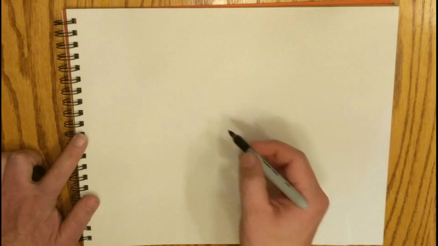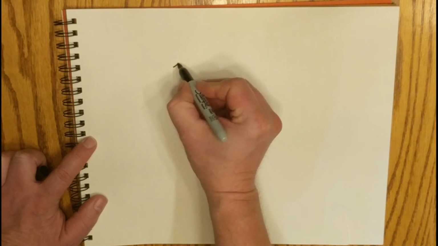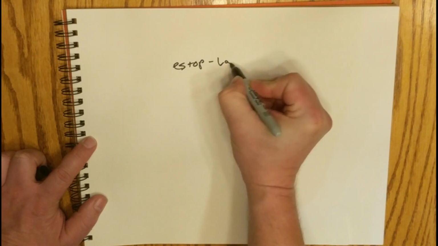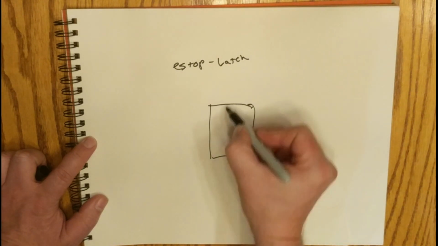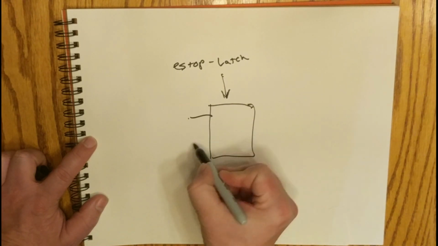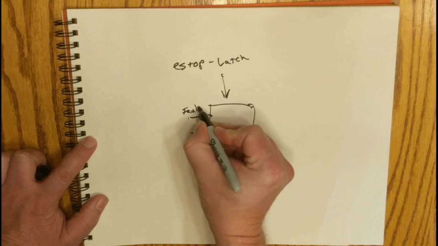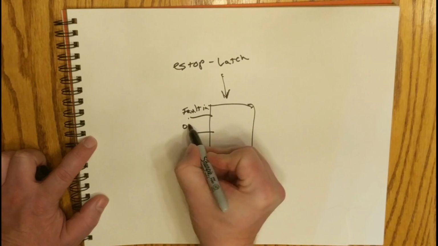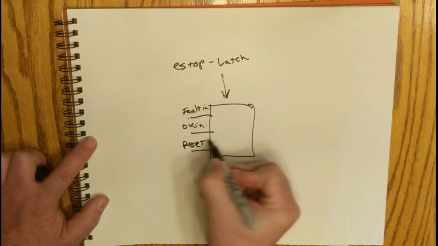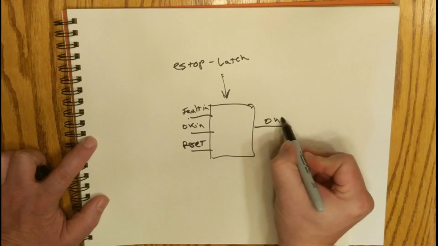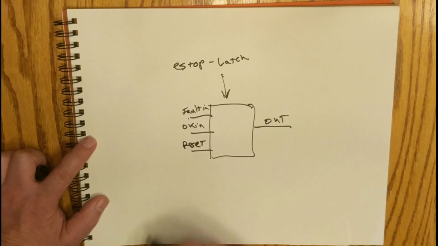So what LinuxCNC has that somebody wrote is a HAL component called estop-latch, and it has 3 inputs, well, more than 3, but this is fault in, this is OK in, and this is reset, and then out. Kind of look familiar to the ladder that was on the previous drawing.